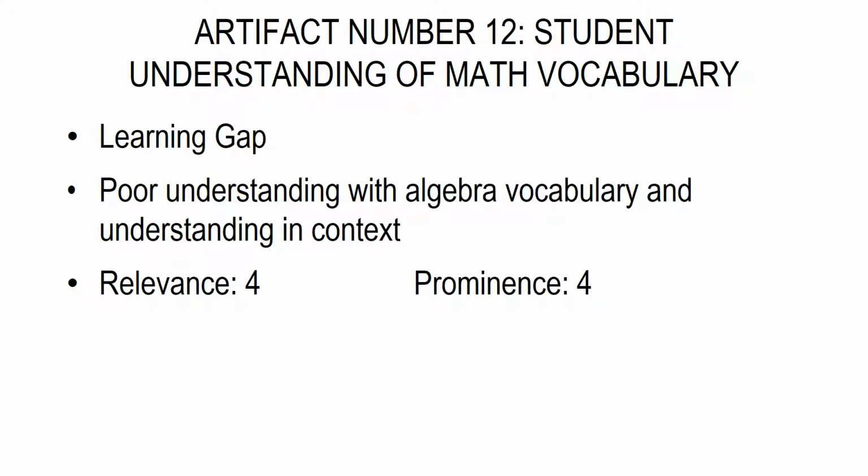For artifact 12, we looked at some of the math vocabulary, thinking this could be something that was problematic for students, the vocabulary that's associated with similar triangles. We identified this as a learning gap with poor understanding of algebra vocabulary and understanding in the context of real-world problems. Again, we had this as a high relevance and prominence because this vocabulary is critical to being able to do the chapter 10 material and being able to solve those problems.